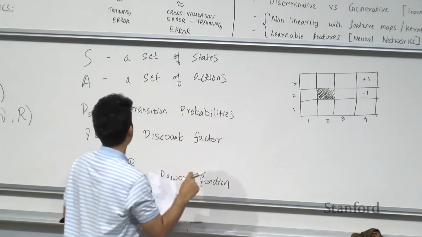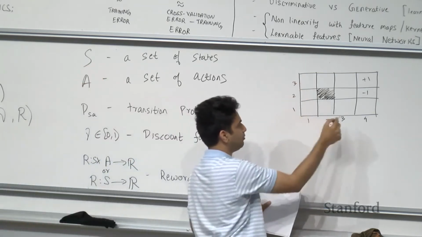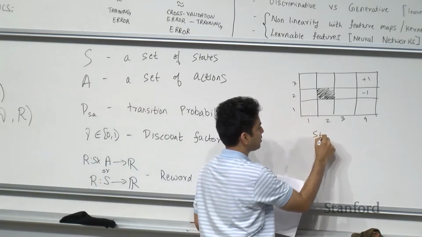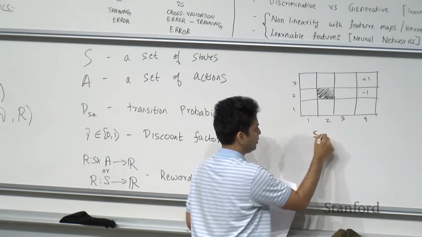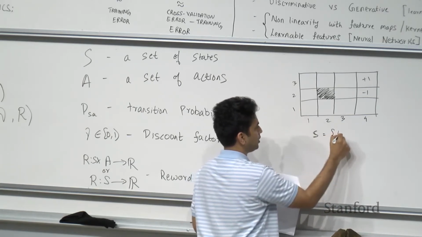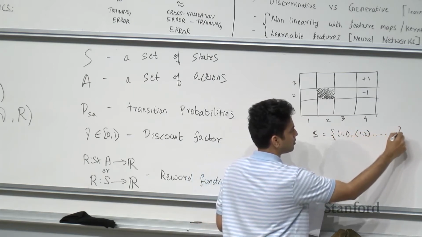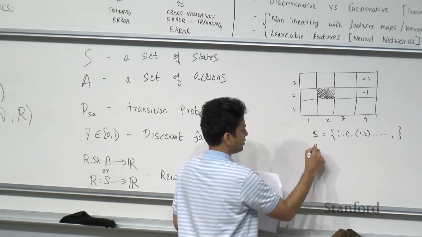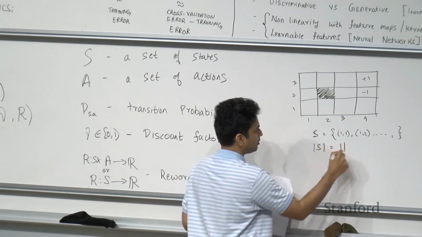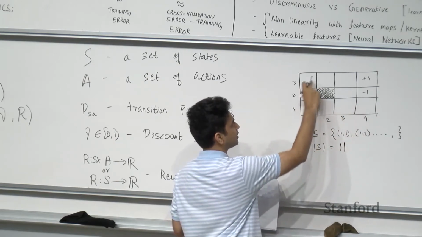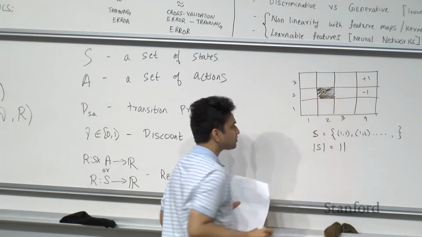What I mean by solving is, first of all, what is S? S is the set of all possible states where our agent can be. So S in this case is the set (1,1), (1,2), and so on. The size of our state space in this case is 11. The agent can be in 1, 2, 3, 4, 5, 6, 7, 8, 9, 10, 11, and this one is blocked. You cannot be in this state.